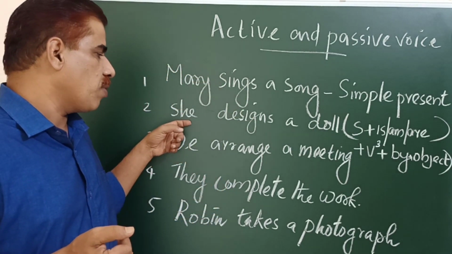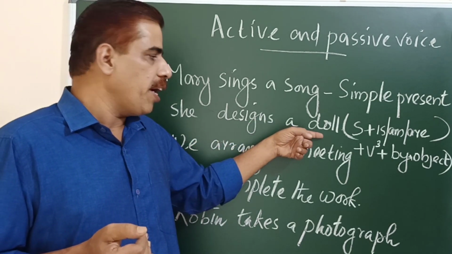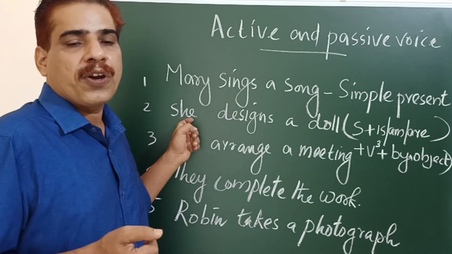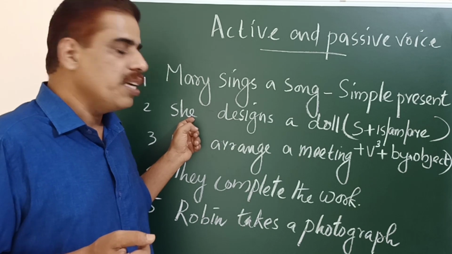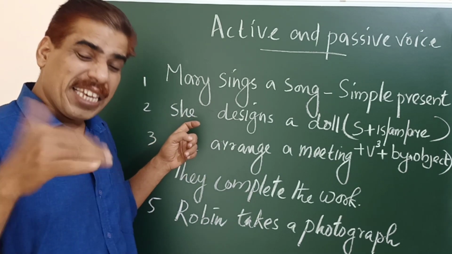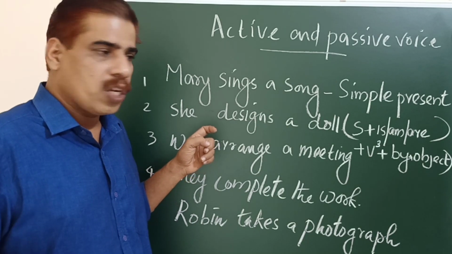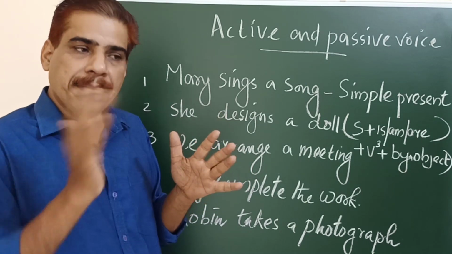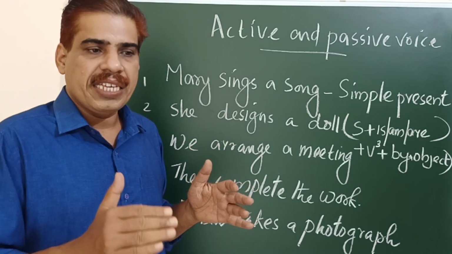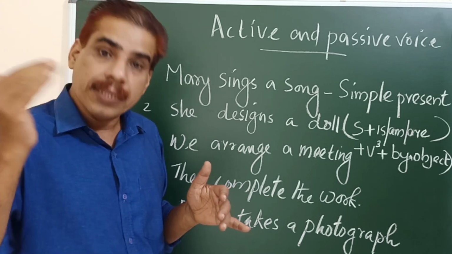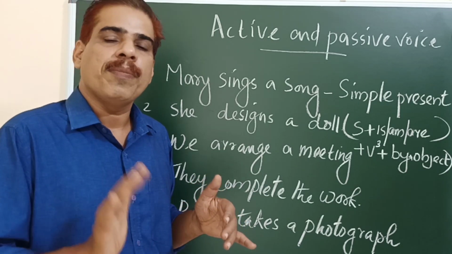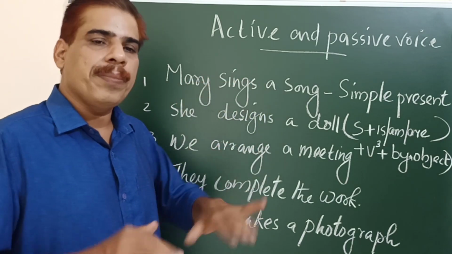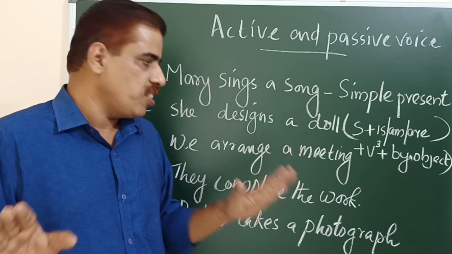You see here, next one. She designs a doll. A doll is designed by, not she, but her. She becomes her. He becomes him. We becomes us. All the subject forms will change into object forms: I, me; we, us; he, him; she, her; they, them. You will become you only. These are the changes that happen in the pronouns. The name will be the name itself. There is no need of any change at all.